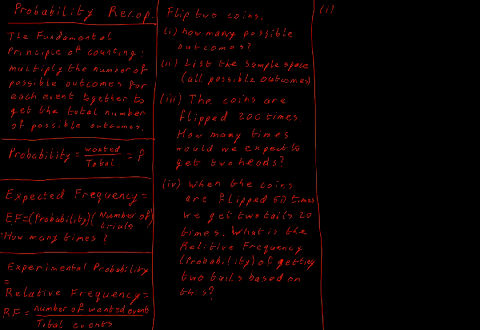So EF is often what we call expected frequency, so we don't have to write out the long words, and that's equal to the probability of an outcome multiplied by the number of times we run an experiment, or trial is another word for experiment. And often this will be phrased in questions like, how many times do you expect to see something? How many times tells you I'm looking for expected frequency.